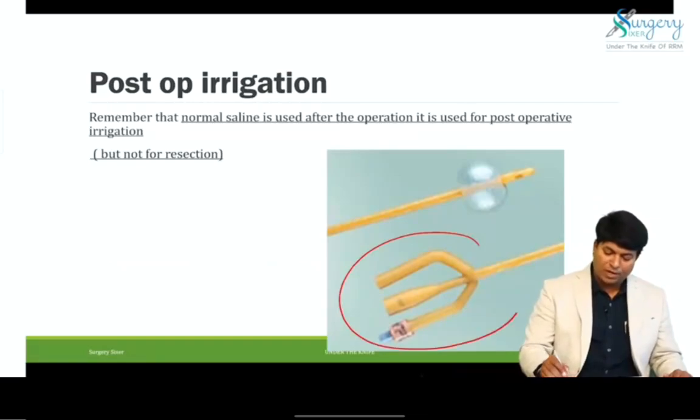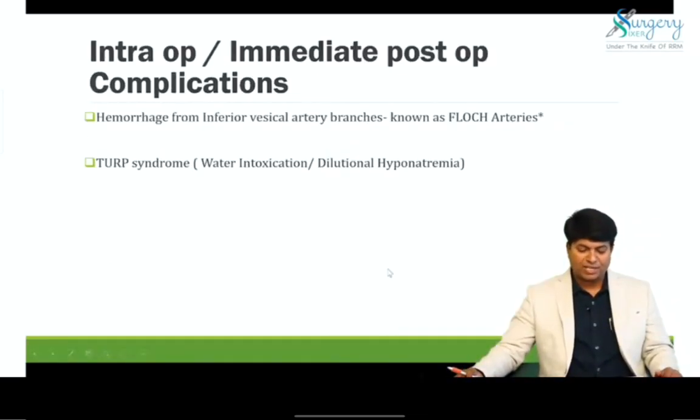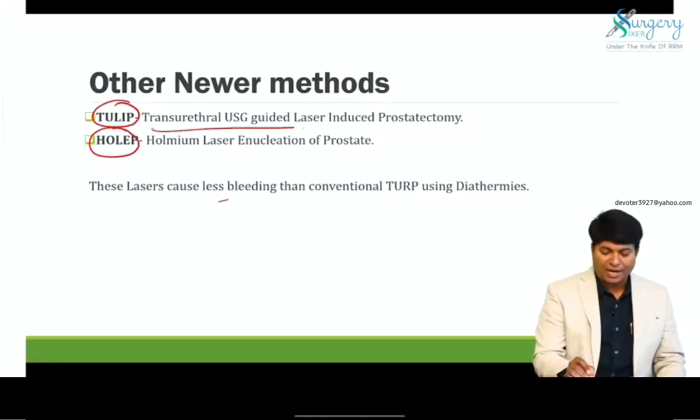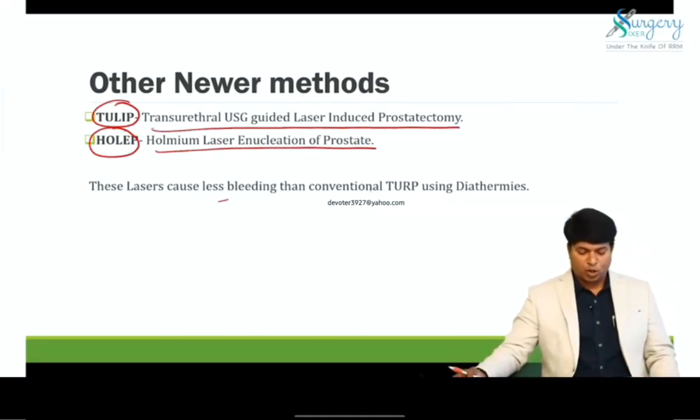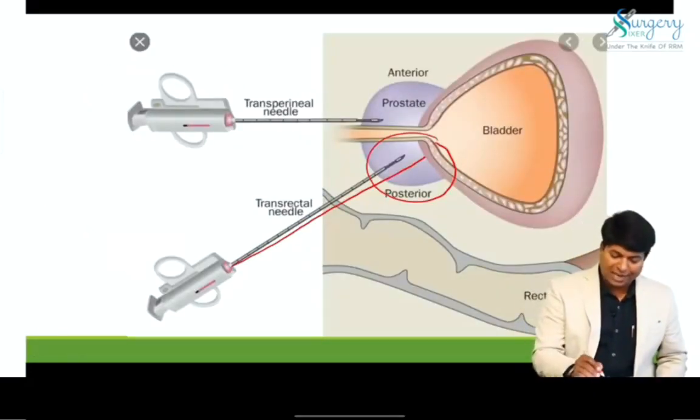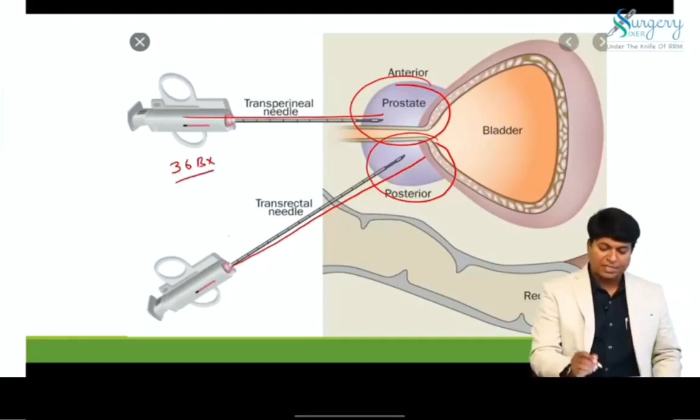So this is a 3-lumen Foley catheter for irrigation. Okay, a 3-lumen Foley catheter, 18 French will be used. So please don't forget the various complications I told you, and don't forget the newer operations, TULIP and HoLEP. So transurethral ultrasound guided laser-induced prostatectomy, and holmium laser enucleation of prostate. So in cancer prostate we have discussed various points. So these are the 2 methods of biopsy. So transrectal biopsy of prostate and transperineal template biopsy. 36 biopsies are possible with this method.